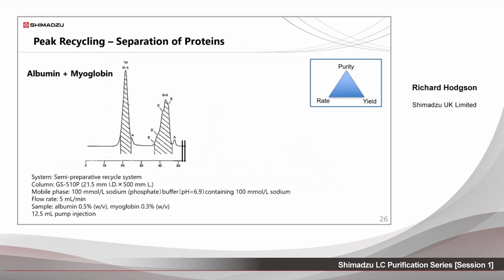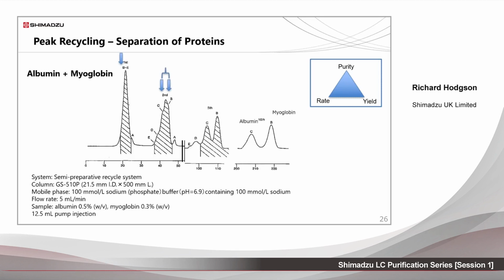The final example of recycling is another size exclusion example, where we are separating the proteins albumin and myoglobin. The first and second elutions show little separation, but by the time we're getting to the fifth and the 10th elution, separation is good and collected fractions would have high purity.